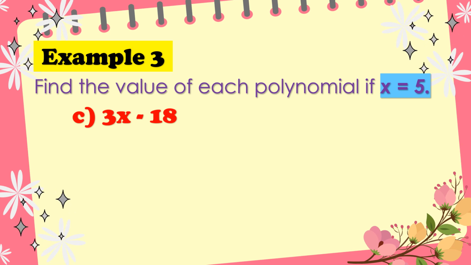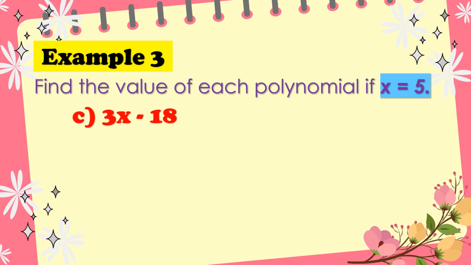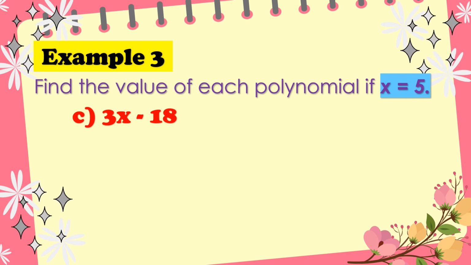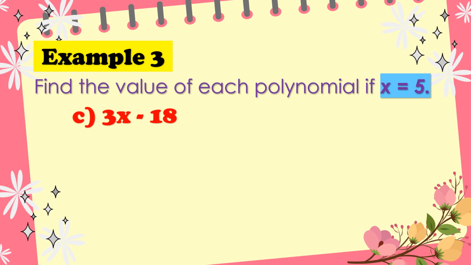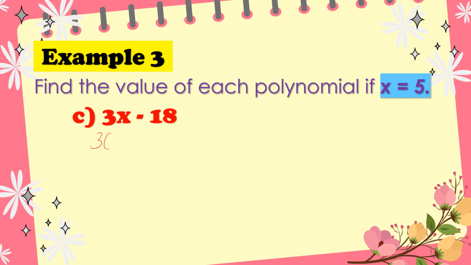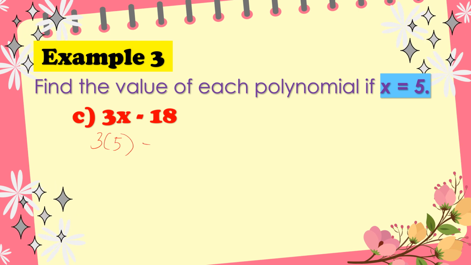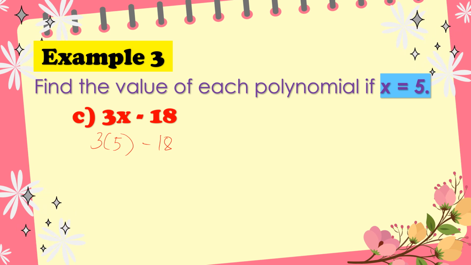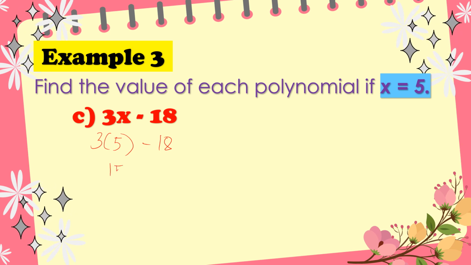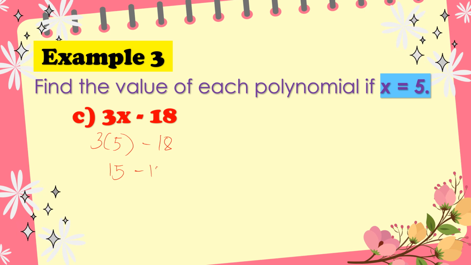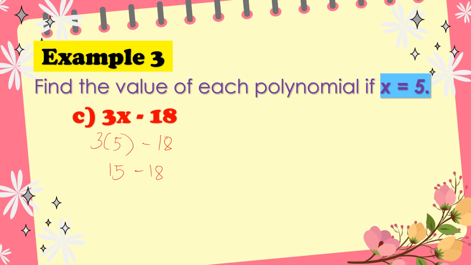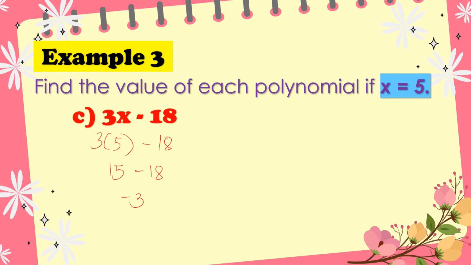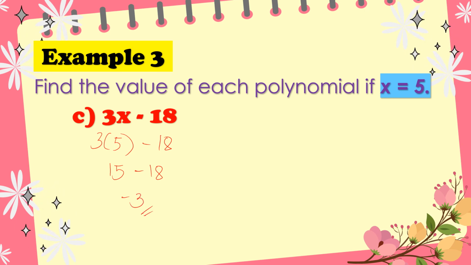3x minus 18. So, what would be the value of the polynomial if x is equal to 5? So, let us plug in 5 for every variable x. So, 3 times 5 minus 18. So, simplify muna natin yung multiplication. That is 3 times 5 will give 15 minus 18. And then, pwede tayo mag-simplify further. 15 minus 18 is negative 3. So, that is our final answer.